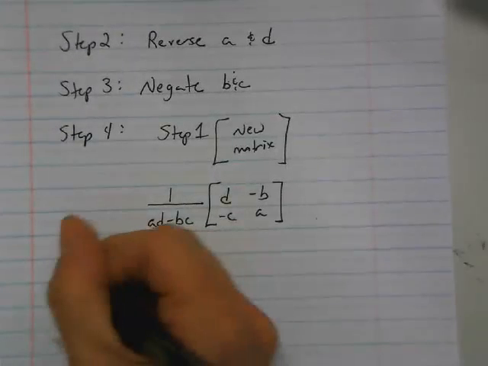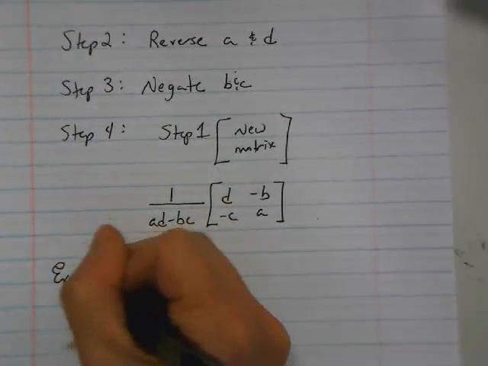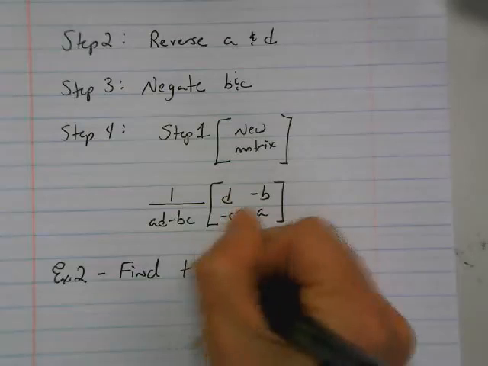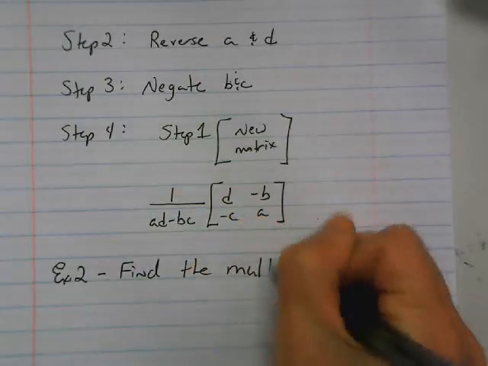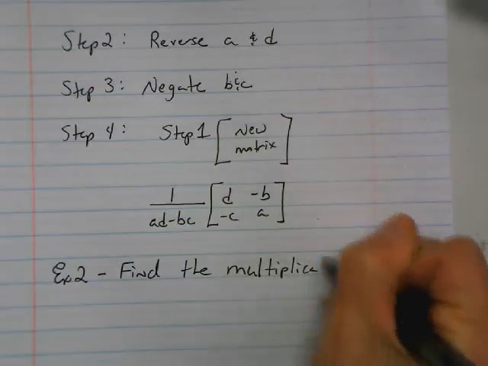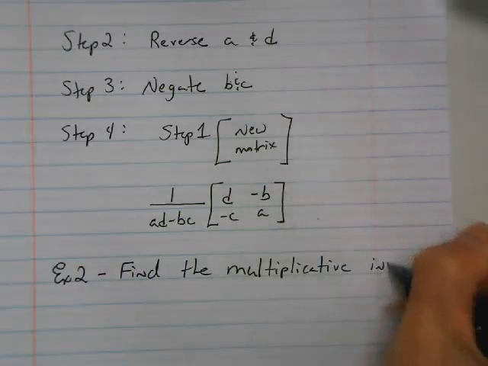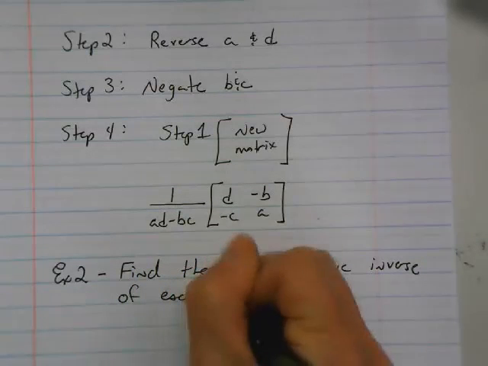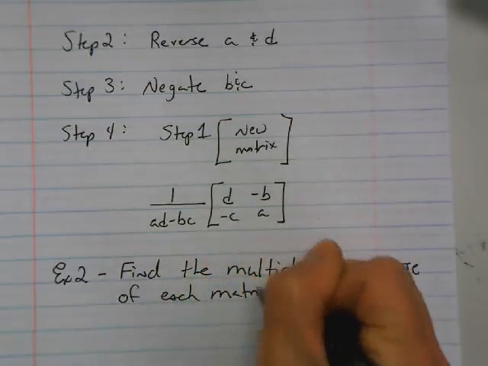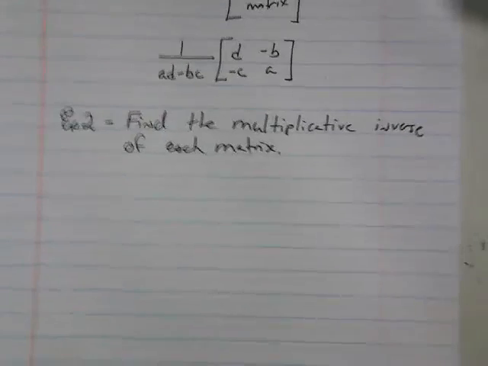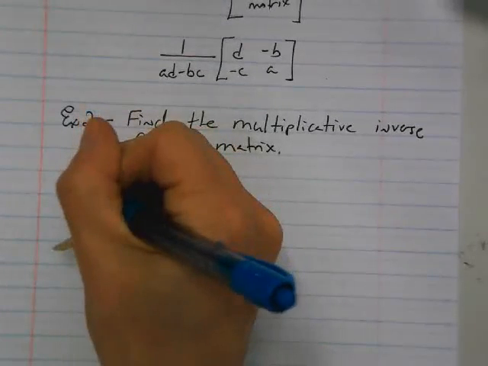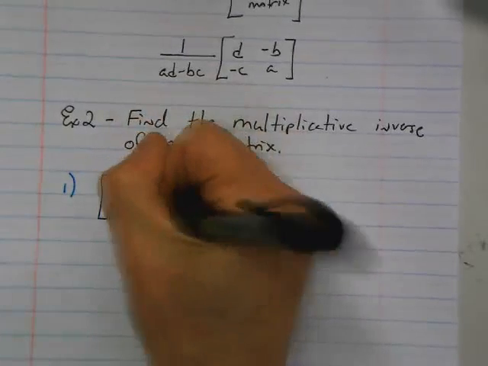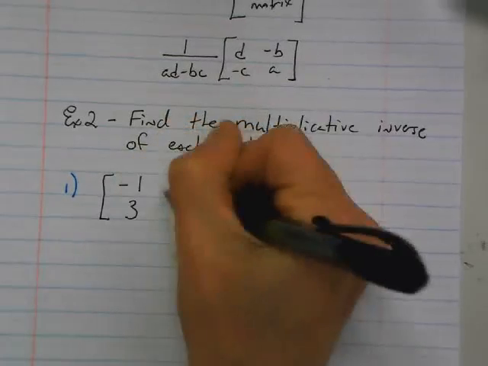Alright, so example 2. Find the multiplicative inverse of each matrix. And we're going to do, I think, 2 of these, just so that you get used to how to do them. So let's say that your first matrix is negative 1, 3, negative 2, 4.